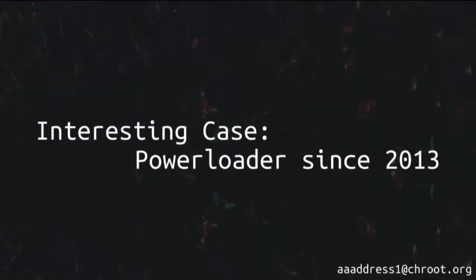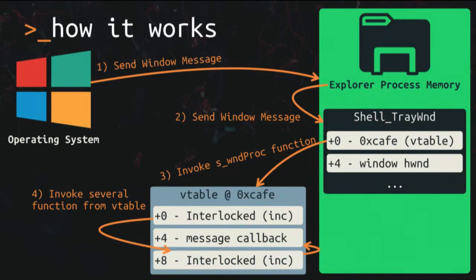So this is an interesting case for us. We are talking about PowerLoader. And what is PowerLoader? PowerLoader is known as the extra window vulnerability. So what is it? There is window data in the Explorer process memory. And that data decides how your GUI, how your window looks. And this is how it goes.